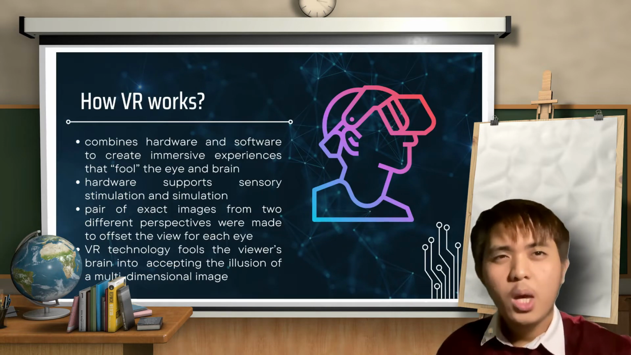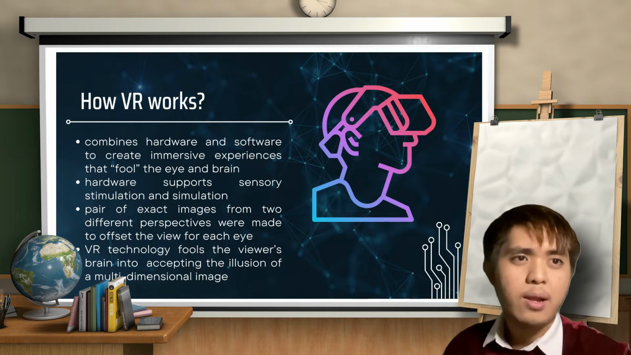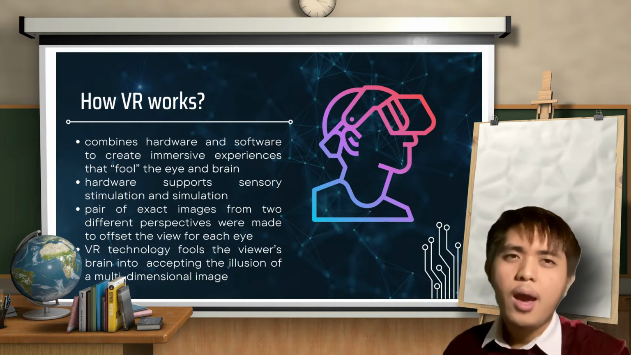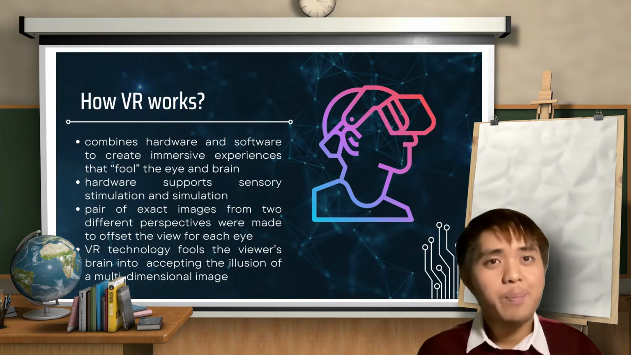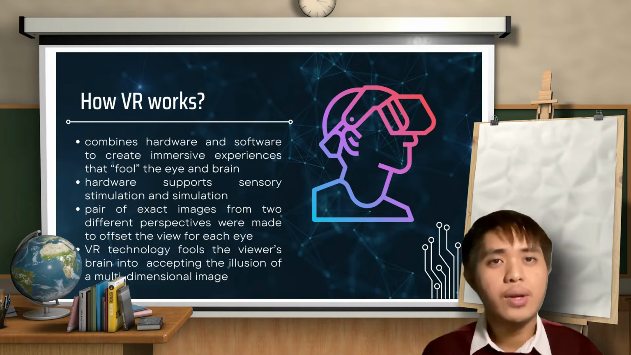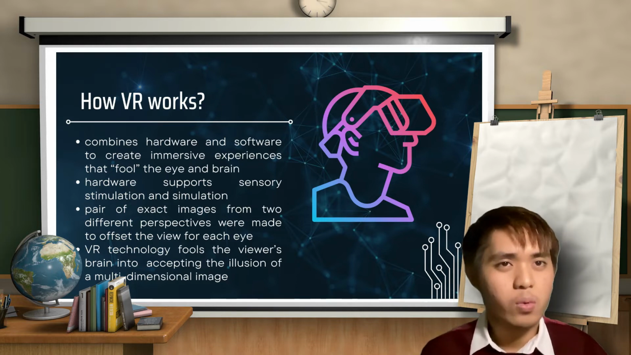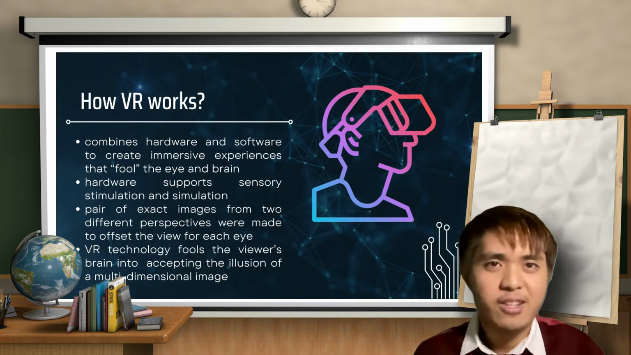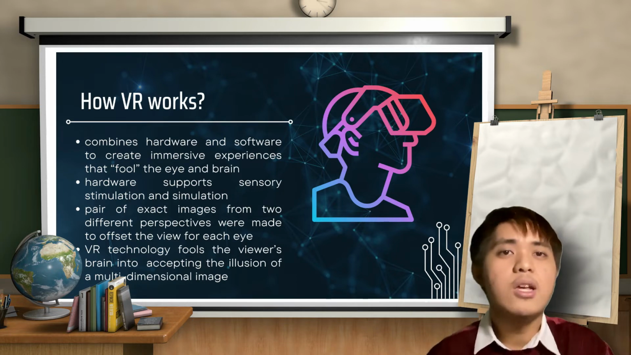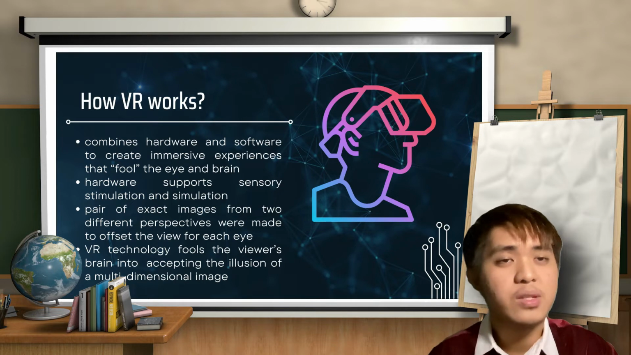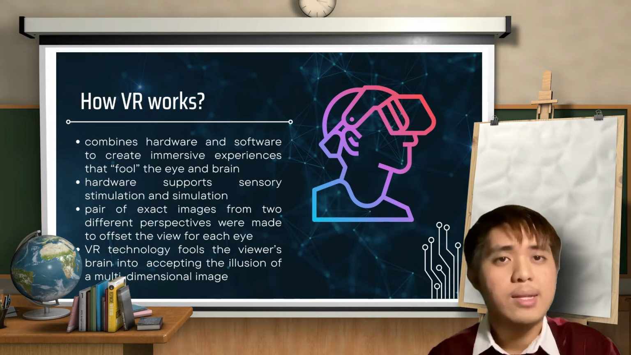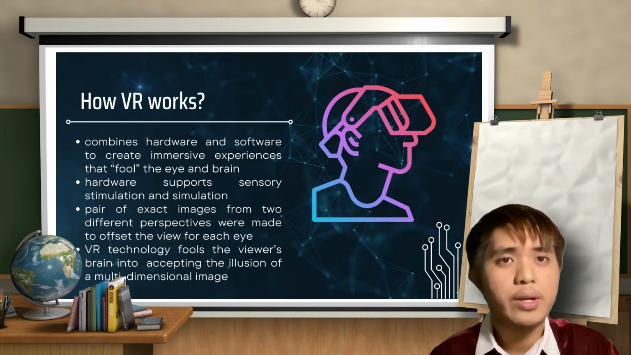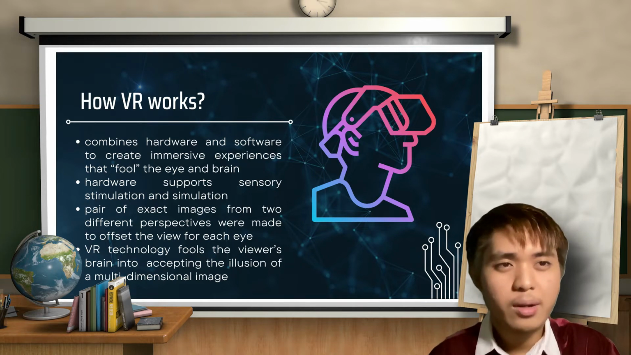Now, if you are not familiar with virtual reality, do you wonder how virtual reality works? The VR process combines hardware and software to create immersive experiences which fool the eye and the brain. Hardware supports sensory stimulation, such as sounds, touch, smell, or even heat intensity. While the software of virtual reality, of course, creates the rendered virtual environments.